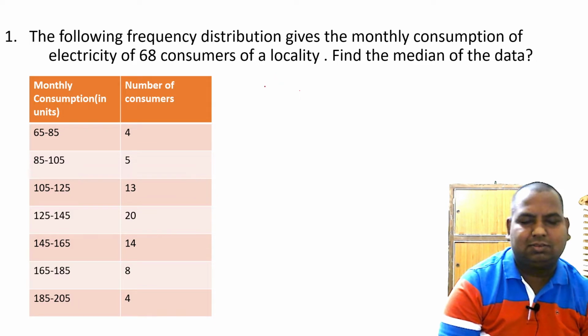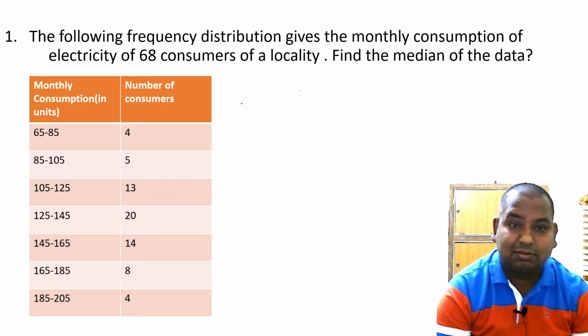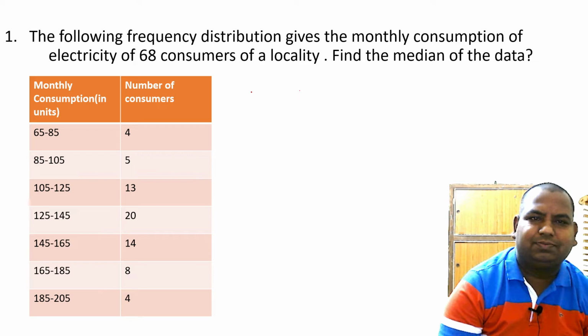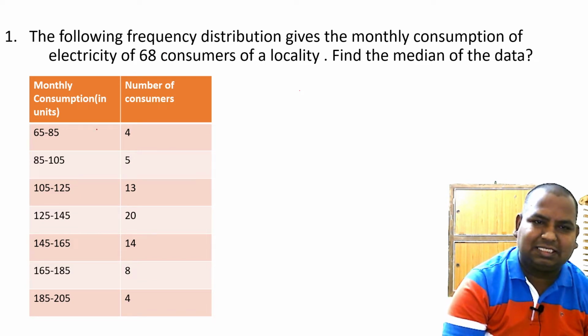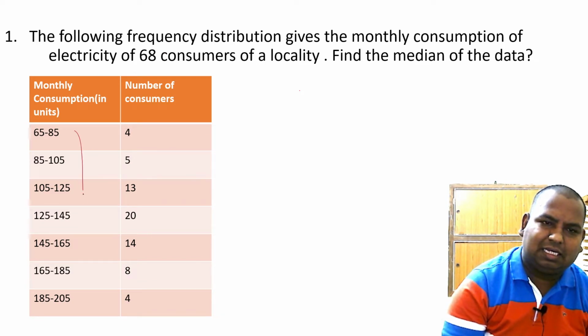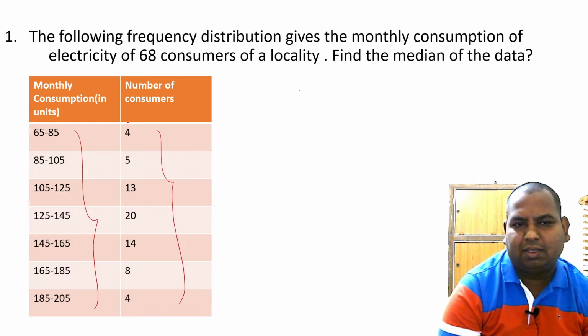So here goes the first question, the first model. What is the question here? The following frequency distribution gives the monthly consumption of electricity of 68 consumers of a locality. Find the median of the data. He has given class intervals and this is the frequency.